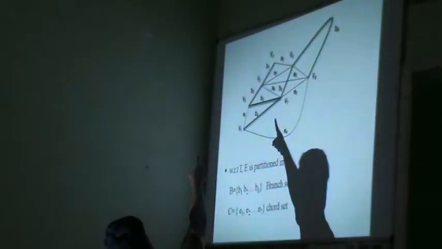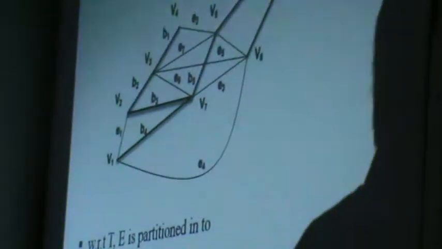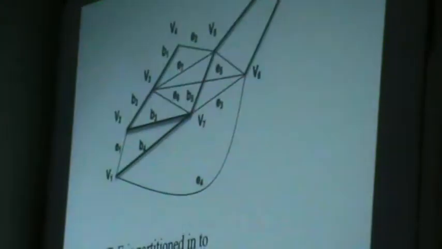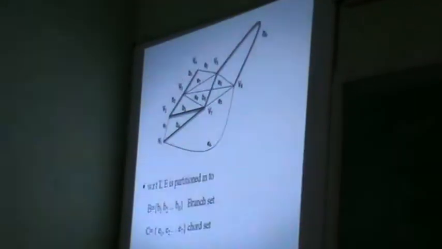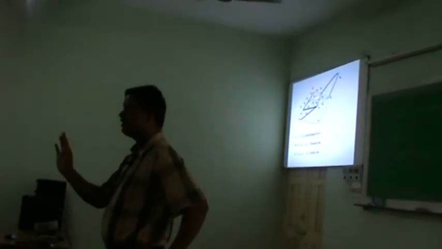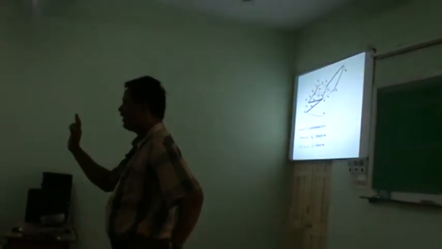Every chord comes with its own fundamental circuit. But again, we just take up the chord e1 and add it there. The moment you add the chord e1, then e1, b4 and b3 become a circuit. Such a circuit is what is called a fundamental circuit defined by chord e1. Similarly, we define a fundamental circuit with respect to chord e2, with respect to chord e3, and so on.